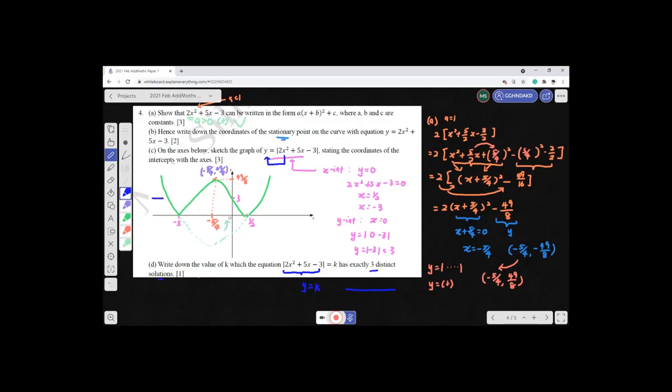Where is it? If I draw a horizontal line here, will I get 3 distinct points? No, I will get 1, 2, 3, 4. If I draw on the top here, how many? 1, 2. It's not. So where will it give you the 3 distinct points? It's on the maximum point here. You draw, so it will touch 1, 2, 3. So meaning to say you have to draw when your y is equal to 49 over 8 at this line here, which means that it is also equal to your K.